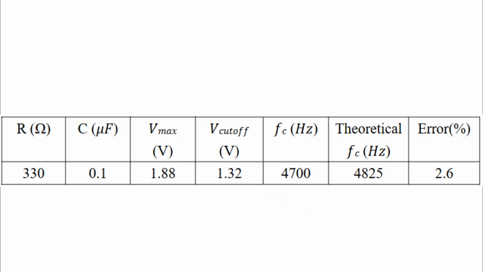The calculated theoretical cutoff frequency is 4,825 Hz. Comparing the experimental and theoretical values, the error is approximately 2.6%, which indicates good agreement between theory and experiment. This confirms that the observed frequency response of the circuit is consistent with the expected behavior of a low-pass filter.